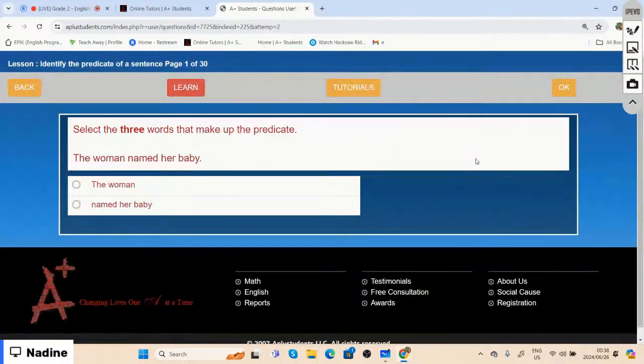All right, so let us go to our test, where we are going to identify the predicate of a sentence. It says, the woman named her baby. So the woman named her baby. We need to select three words that make up our predicate.